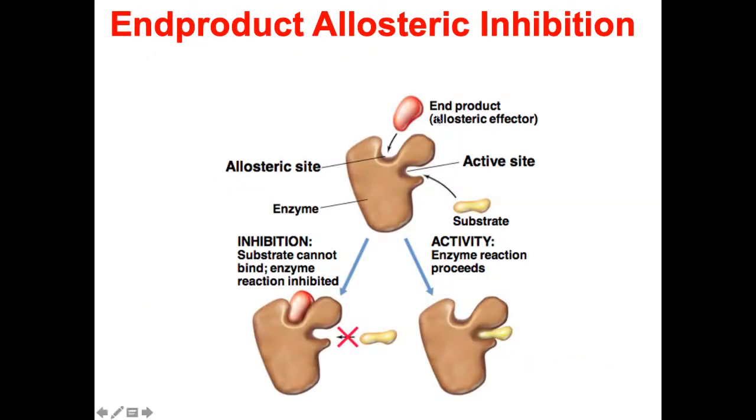Now the end product, the allosteric inhibition. You have your allosteric site with the end product here, and an active site where the substrate will be attached. When the end product is bound, the substrate cannot bind, so the enzyme reaction is inhibited. Otherwise, the enzyme reaction proceeds further.